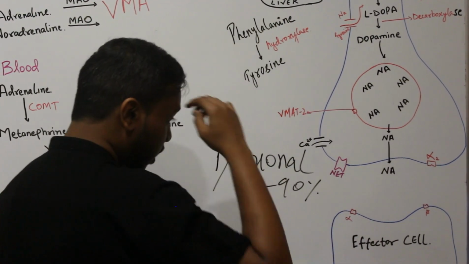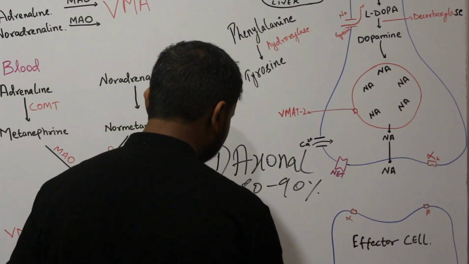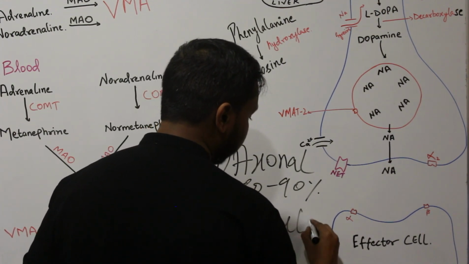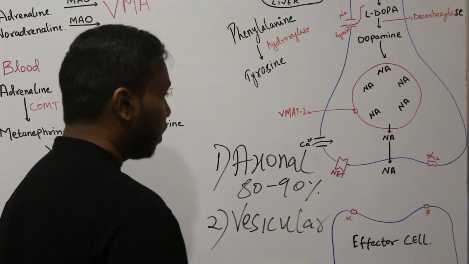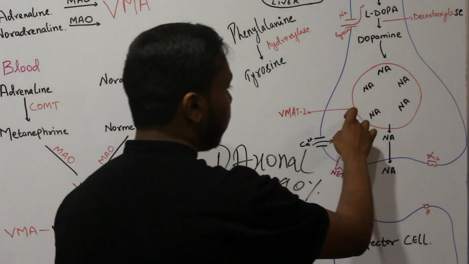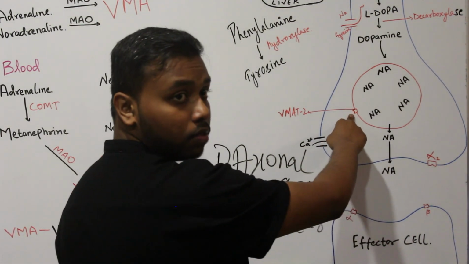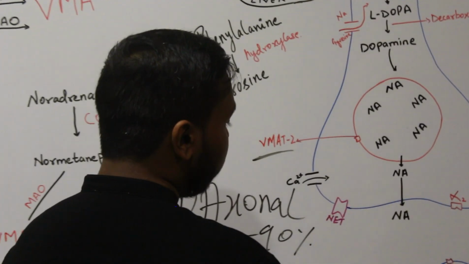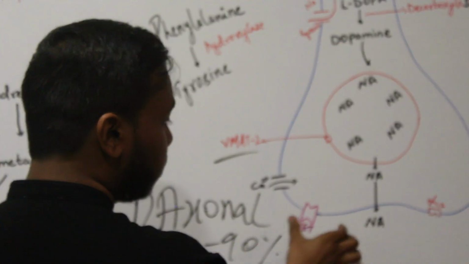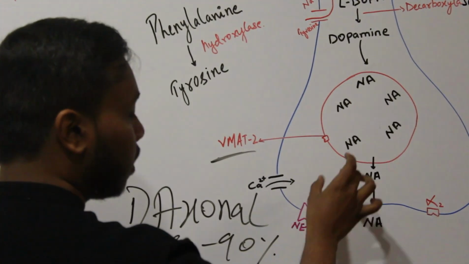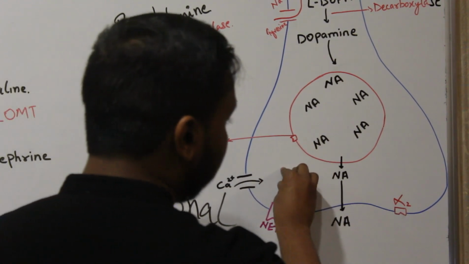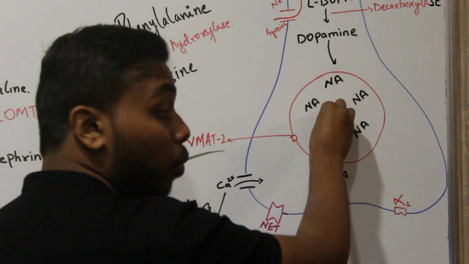And the next way of reuptake is vesicular reuptake. Here we have a channel called VMAT2. So what does this VMAT2 do? We saw that the NET channel helps to take the noradrenaline from the synaptic cleft to the cytoplasm, right? But VMAT helps in taking noradrenaline from the cytoplasm into the synaptic vesicles.